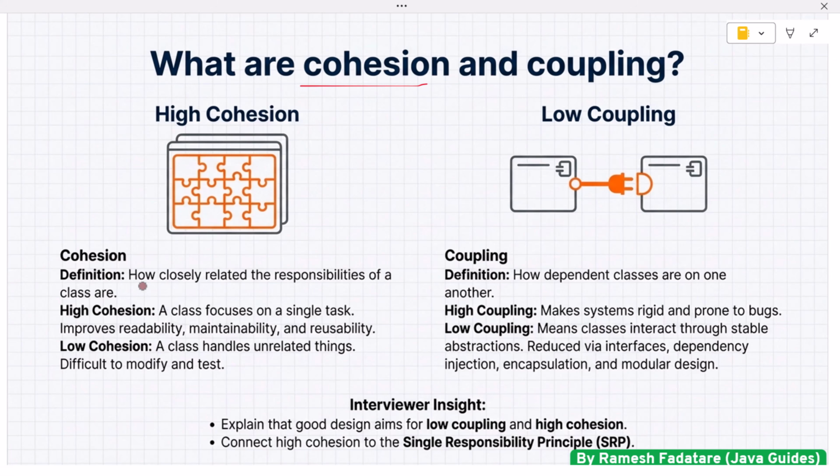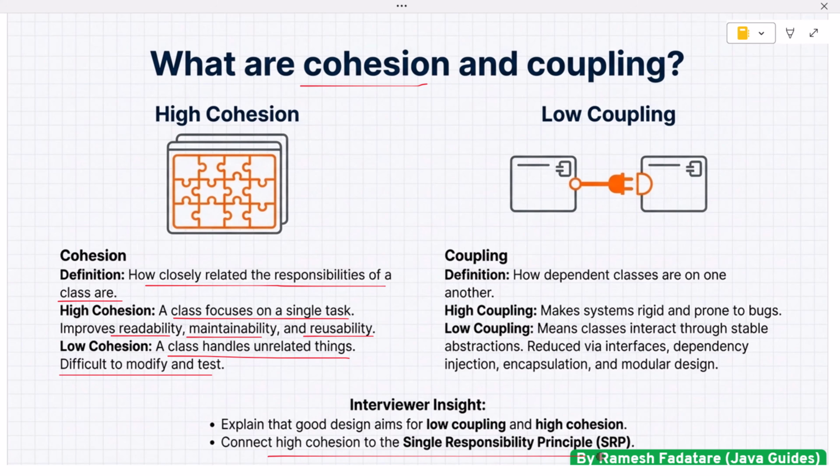Cohesion refers to how closely related the responsibilities of a class are. High cohesion means a class focuses on a single task, while low cohesion means the class handles unrelated things. High cohesion improves readability, maintainability, and reusability. Classes with low cohesion are difficult to modify and test. Interviewers expect you to connect cohesion to SRP.